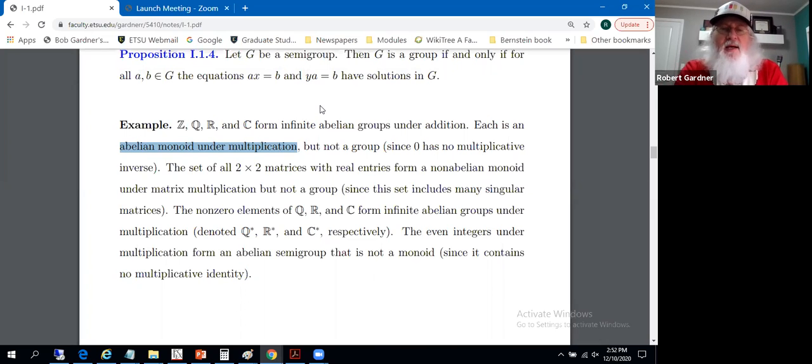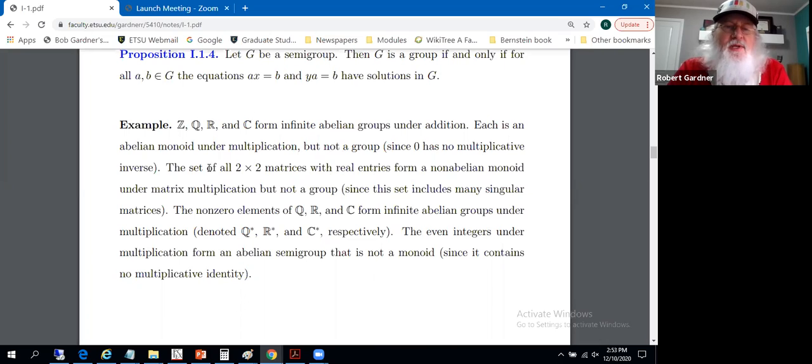Monoid, we need then an identity. Under multiplication, 1 is the identity under multiplication, and each of these include the number 1. Not a group, because 0 doesn't have a multiplicative inverse. So there's an example of, several examples of an abelian monoid that's not a group.